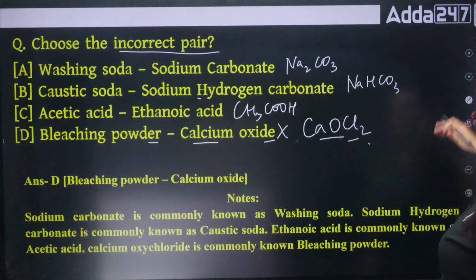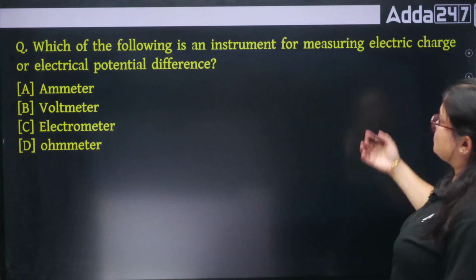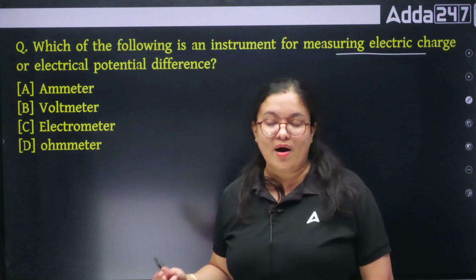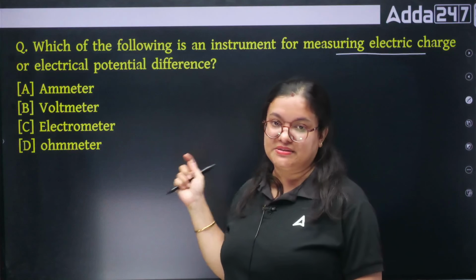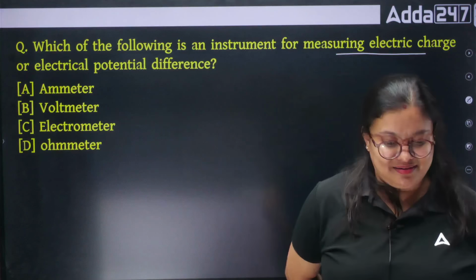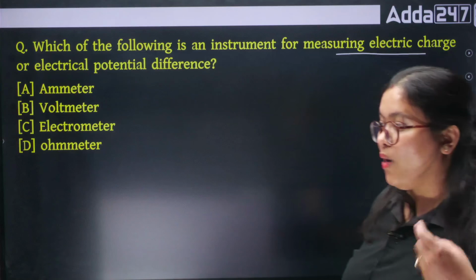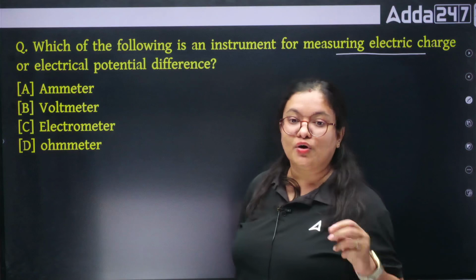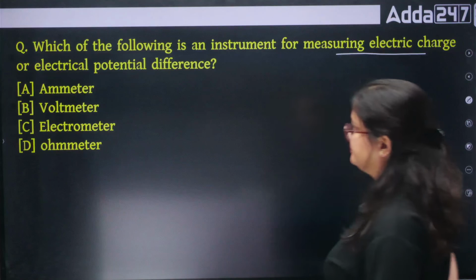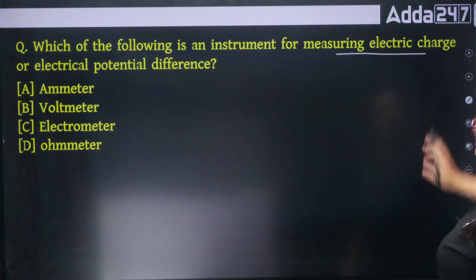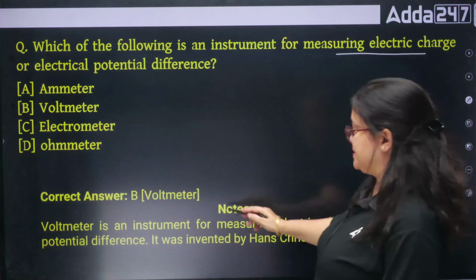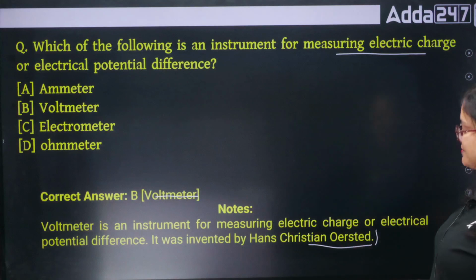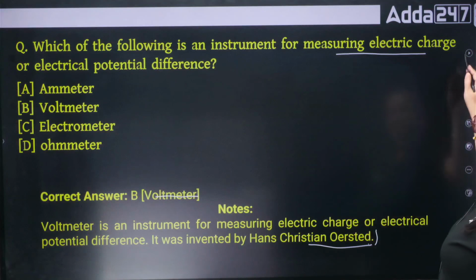Rest all are correct. Which one of the following instruments is used for measuring electric charge or electric potential difference? Every time one or two questions are always there for electricity. For the last PYQs, as I have seen, one or two questions are almost always there for electricity or electrical measurement and all. So for potential difference, what do we use? We use a voltmeter, okay, and this was first invented by Hans Christian Oersted.